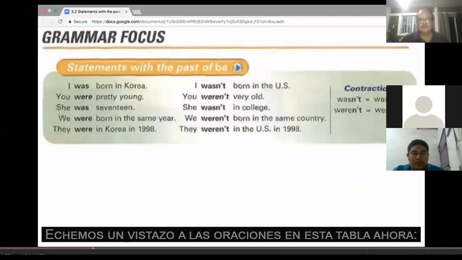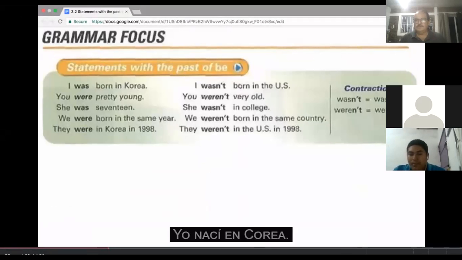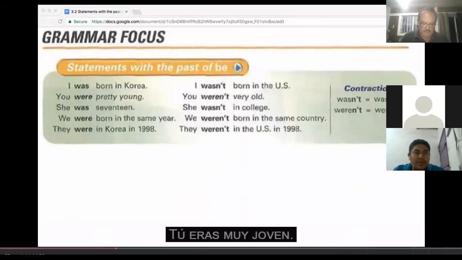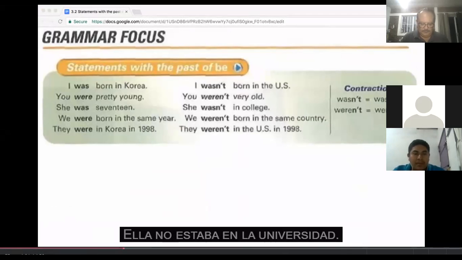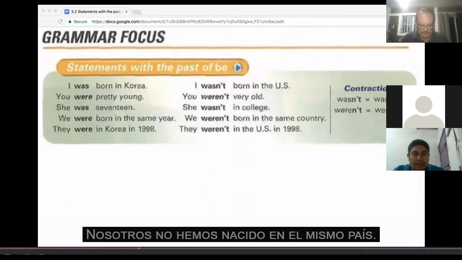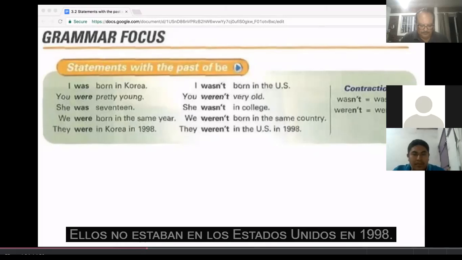Let's take a look at the statements on this chart now. Statements with the past of be. I was born in Korea. I wasn't born in the U.S. You were pretty young. You weren't very old. She was 17. She wasn't in college. We were born in the same year. We weren't born in the same country. They were in Korea in 1998. They weren't in the U.S. in 1998.